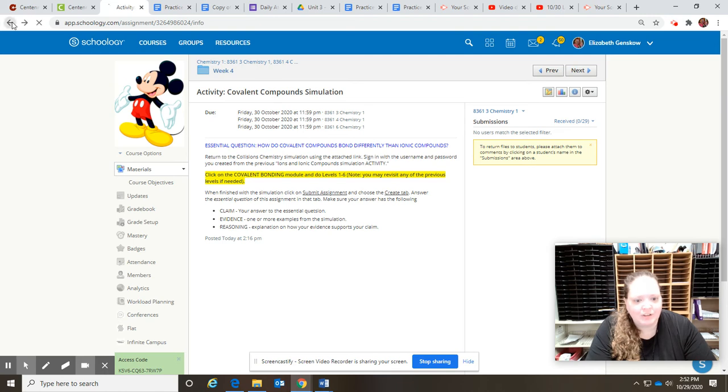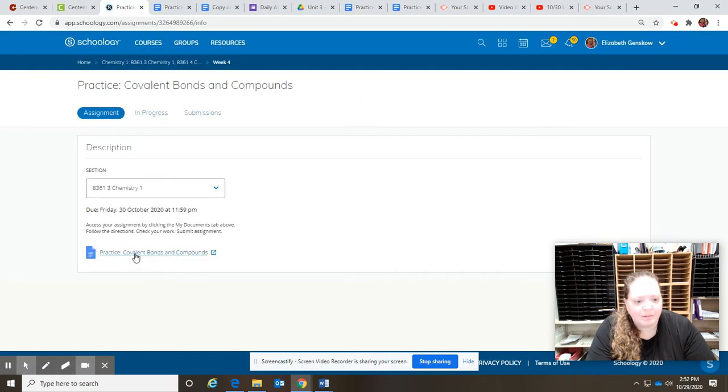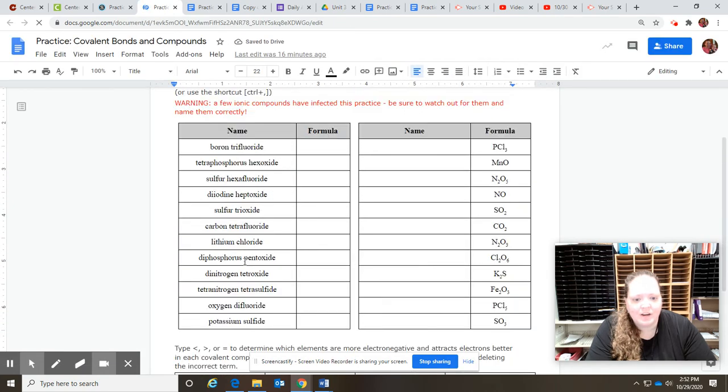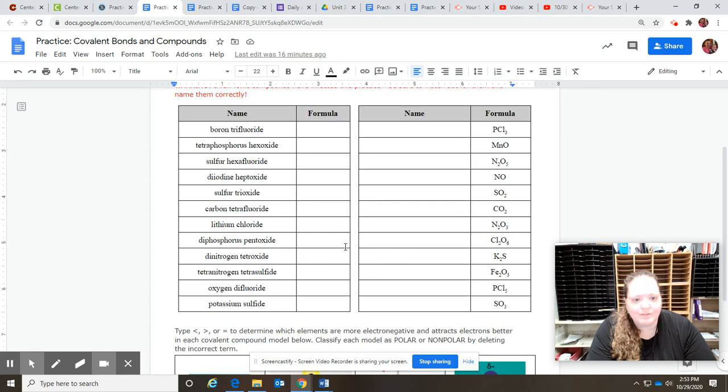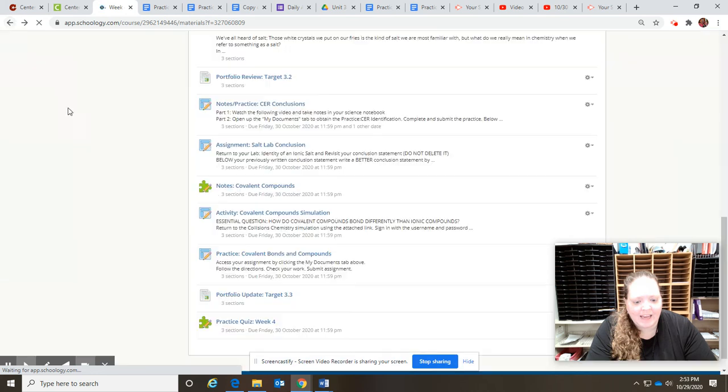So that's the simulation. And then lastly is the practice. And when you open that up, you will see some practice of covalent compounds here. Now, there have been a few ionic compounds that have made their way in there, so be careful. There's a mixture of both covalent and ionics, so be careful with that. So there's the practice. And then the very last thing for the day is the weekly quiz. Practice quiz week number 4, go ahead and take that when you are all done.